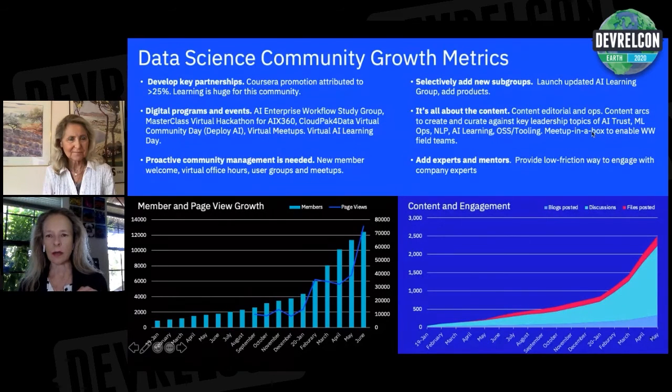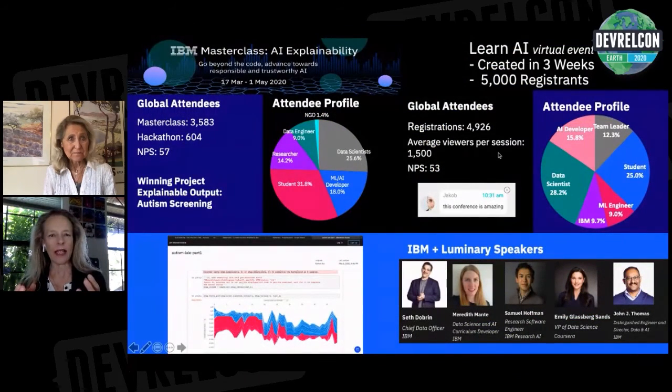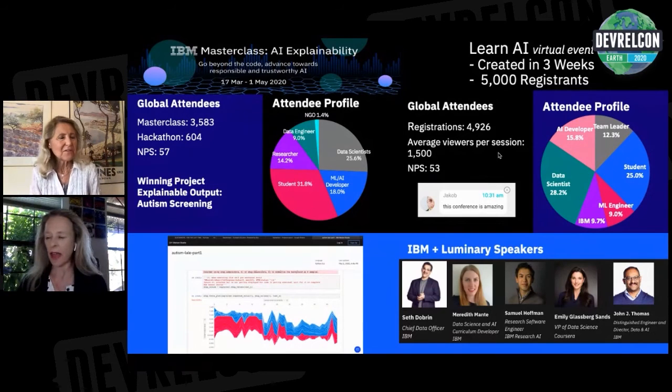We definitely focus on some content topics that are core to what IBM can really differentiate on, like AI trust, MLOps at scale, NLP, AI learning, and all of our open source work. Everything we do is provide kind of a meetup in the box that enables our field team. So we provide that core content, and then the field team goes out and does that locally, or now virtually locally, as it may be. I'd like to talk about this because these bigger events indicated, again, that huge desire to learn. So I'll let Sue, if you want to comment on that real quick.